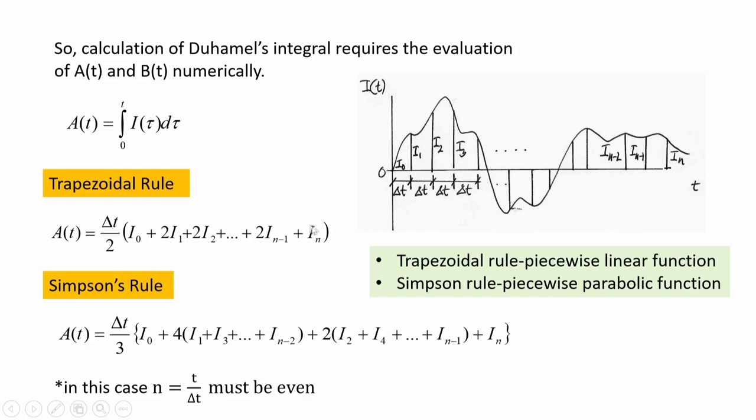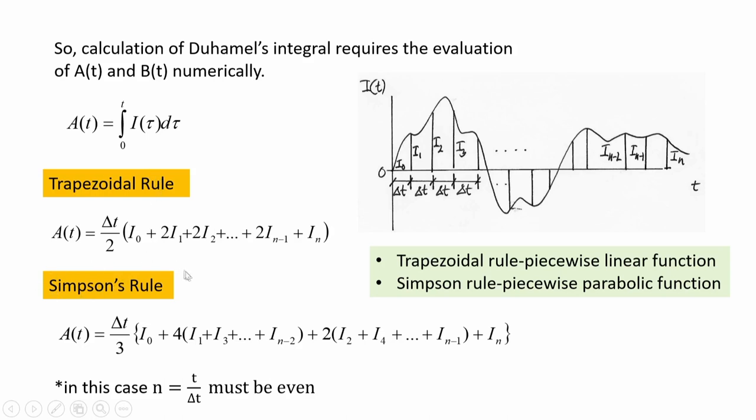So the sum of the first and last ordinate, and then 2 times the sum of the remaining ordinates. So this is the trapezoidal rule. In the trapezoidal rule, the function is assumed to be piecewise linear. Therefore, when the function is curved, that is, it has curvature, the error involved is significant if we apply the trapezoidal rule. But if the function is linear, then the trapezoidal rule gives the exact result.